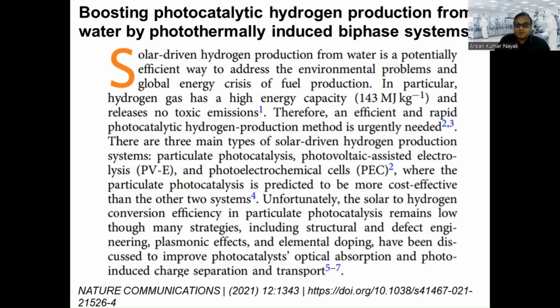Now you can see what they mention in the next sentence. In particular, hydrogen gas has a high energy capacity, 143, as well as they mentioned it releases no toxic emissions. So now they put a background of hydrogen gas, since they are talking about hydrogen production. Why is hydrogen production important? So they put a background here. Now what?